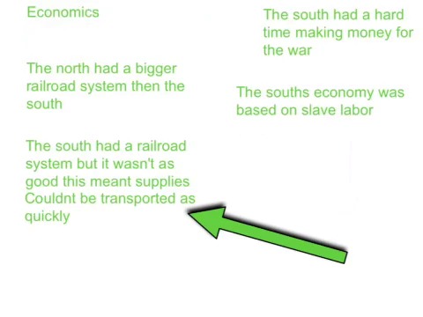The economy mainly relied on the railroad system. The North had a bigger railroad system. The South had a railroad system, but it wasn't really as good, and it meant supplies couldn't be transported. This meant that it would make work harder for the slaves. The South had to make money for the war, so slavery was mainly part of that.